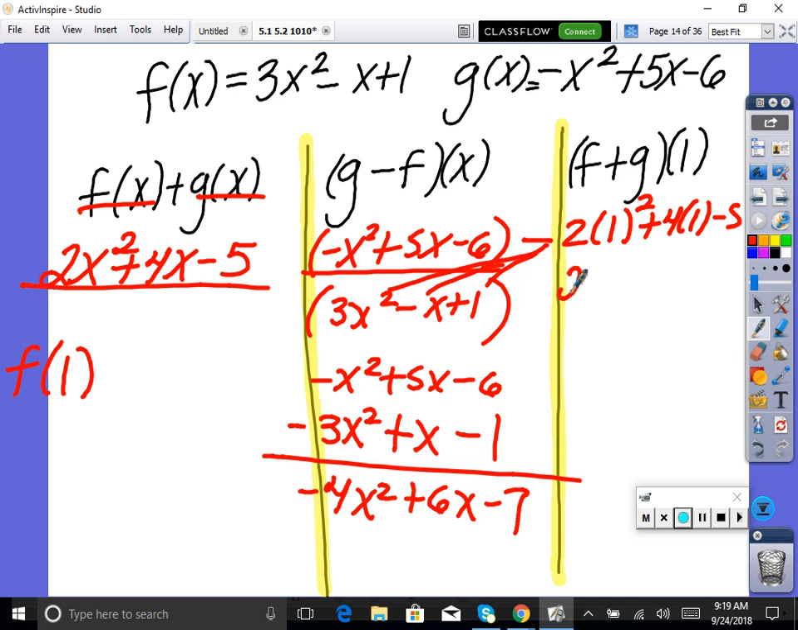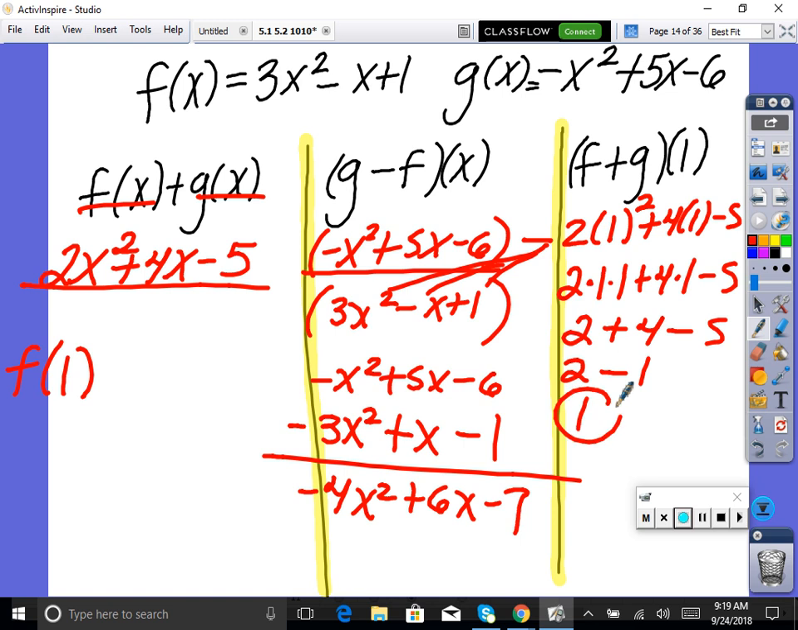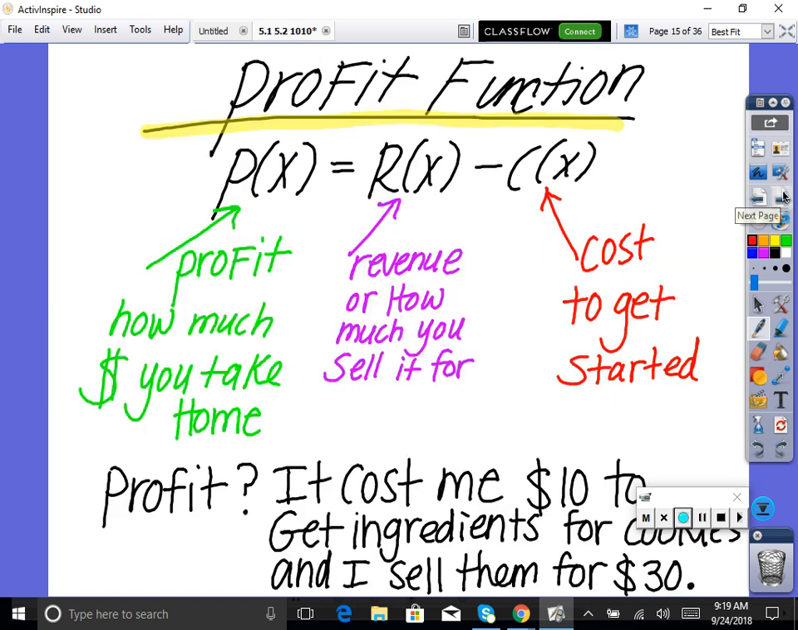So then that would be 2 times 1 times 1 plus 4 times 1 minus 5. 2 times 1 times 1, 2 plus 4 minus 5. 2 minus 1, 1. So f plus g of 1 is 1. Easy? For all of us. Okay, we're almost done here.